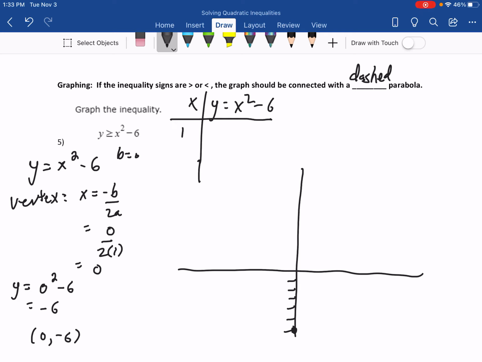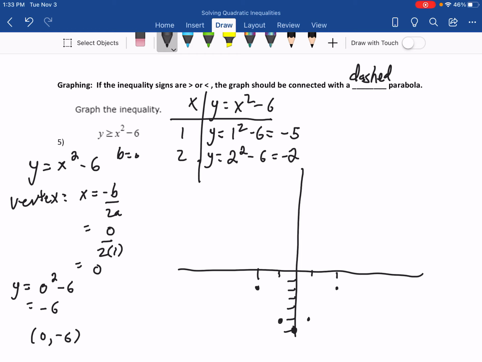So when x is 1, y is 1 squared minus 6, which is negative 5. So we have 1, negative 5. When x is 2, y is 2 squared minus 6, which is negative 2. Over there. Okay. Then we can use symmetry to get the values at negative 1 and negative 2. Negative 1 we're right there. Negative 2 we're right there.